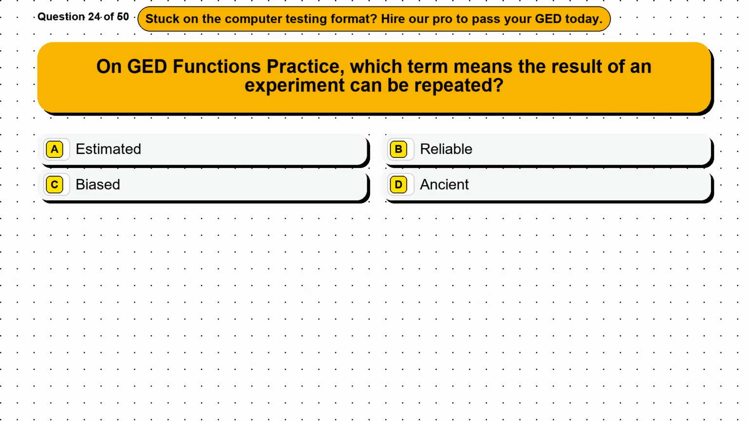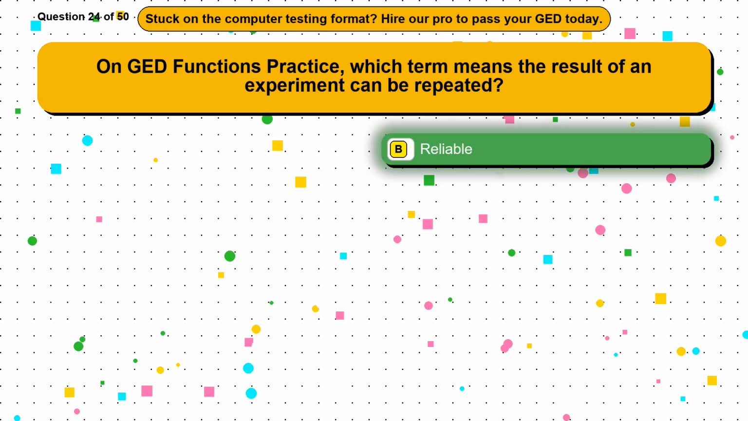Question 24. On GED functions practice, which term means the result of an experiment can be repeated? Option A, estimated. Option B reliable. Option C biased. Option D ancient. The correct answer is option B.